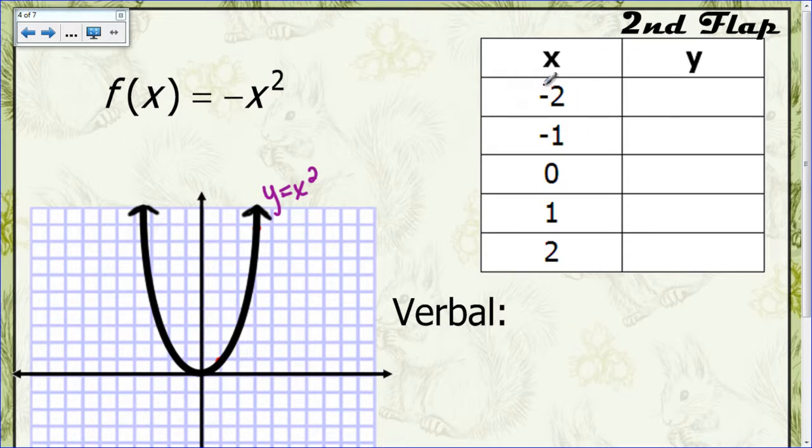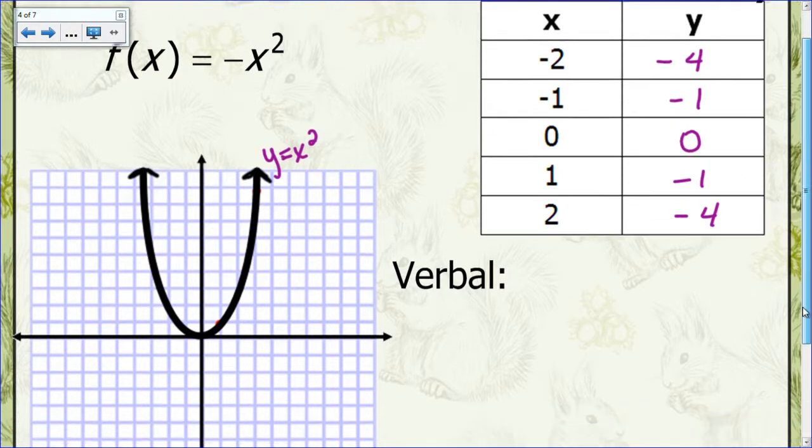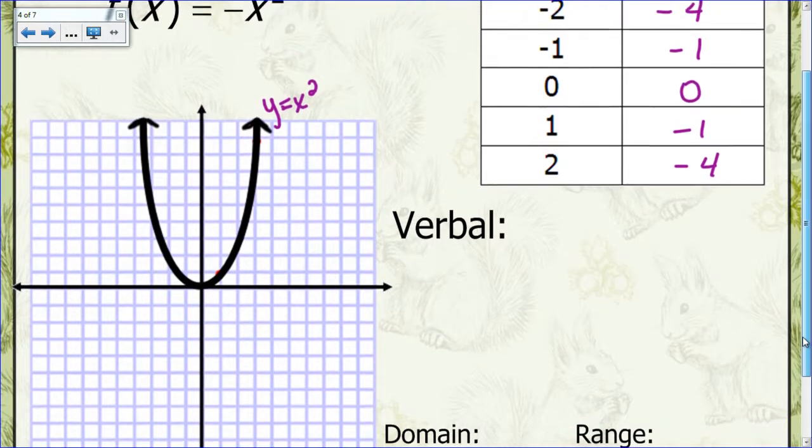You can use your calculator, or we can just plug these numbers into x squared and then change their sign. If I do negative 2 squared, it makes 4, but if I want the negative x squared, that means it's negative 4. And so this becomes negative 1, this is 0, this is negative 1, and this is negative 4. So what it does is it makes those negative. Remember before when we plugged them in, these couldn't be negative. I stick a negative in front, and now they can be. So I'm going to graph these on here with my picture so I can see what's going to happen.